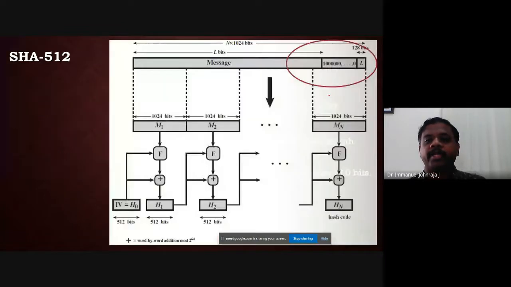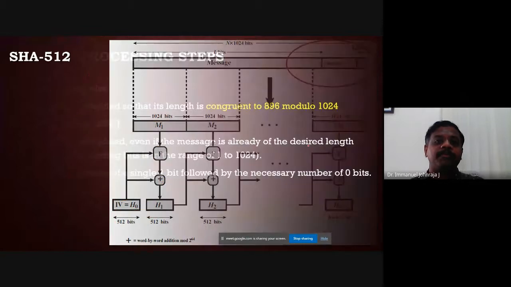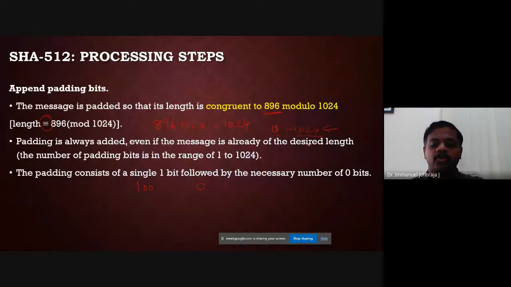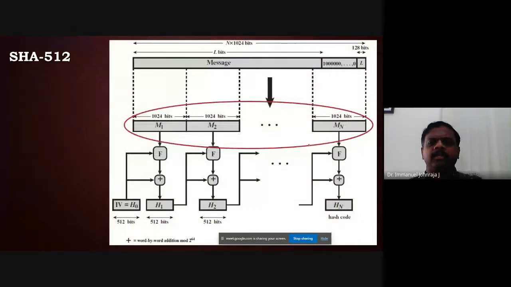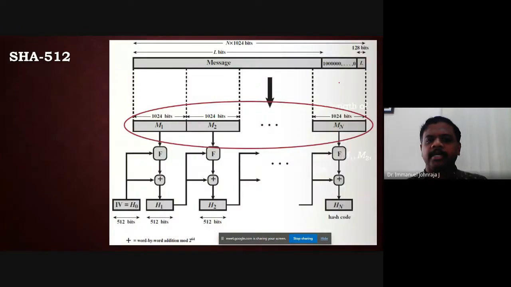That is what is shown here. This is the padding. Put together, you will have 896 modulo 1024. And then something more: append length. The length is appended, that is the last part you can see here. What is happening in the length?